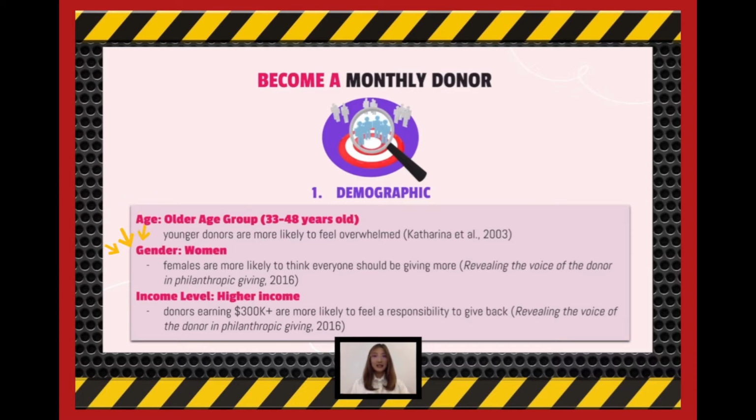Next, the targeted gender is female. According to Revealing the Voice of Donor in Philanthropic Giving 2016, females are more likely to think everyone should be giving more but find themselves constrained and feeling guilty about the amount that they give. The following targeted variable will be people who have higher income. Donors earning more are more likely to feel responsibility to give, that giving is central to their lives, that it's important to give back, or that their giving makes a difference compared with donors earning less.